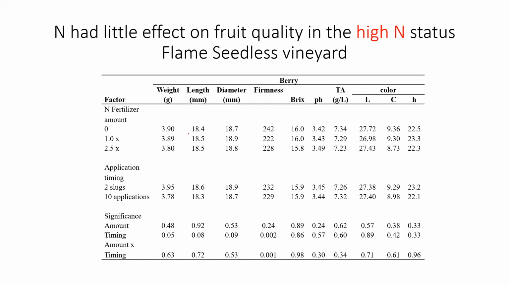Now we look at fruit quality. And in this vineyard, fertilizing had little effect on fruit quality in this high N status vineyard. So we looked at weight, length, diameter, firmness, Brix, pH, TA, or these color variables. In this Flame Seedless vineyard, where the petioles are already 2,000 ppm nitrate at bloom, we didn't see any benefit of giving more fertilizer in terms of fruit quality.